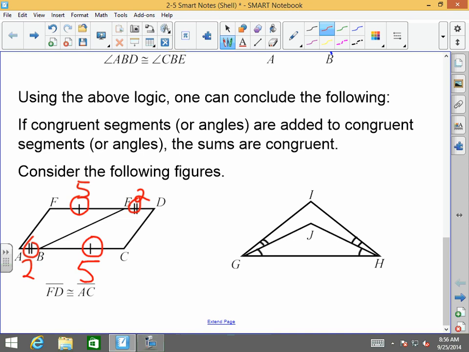Yes, sir. This would also be segment addition property. Does that make sense, guys?